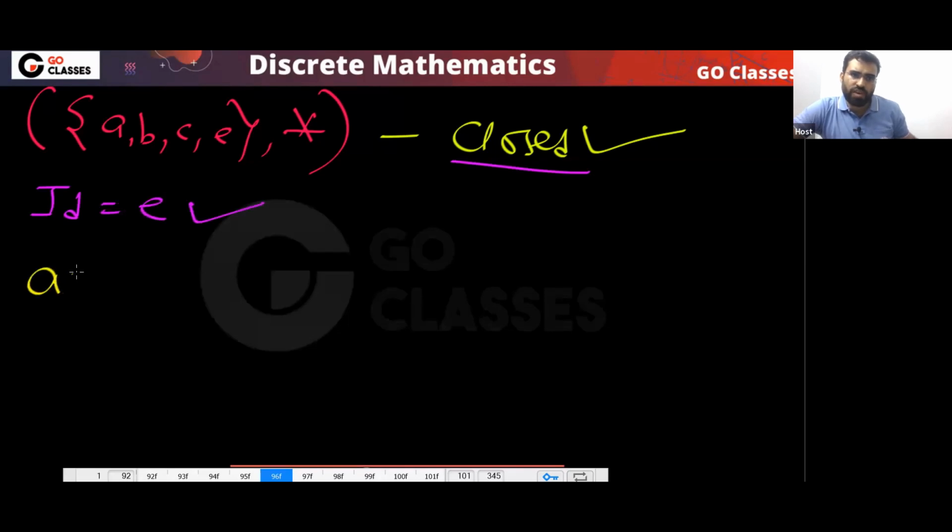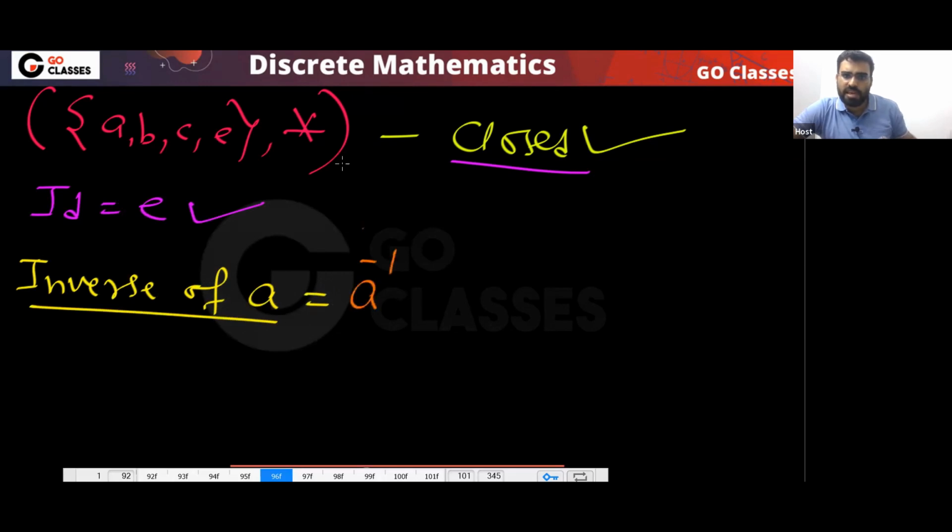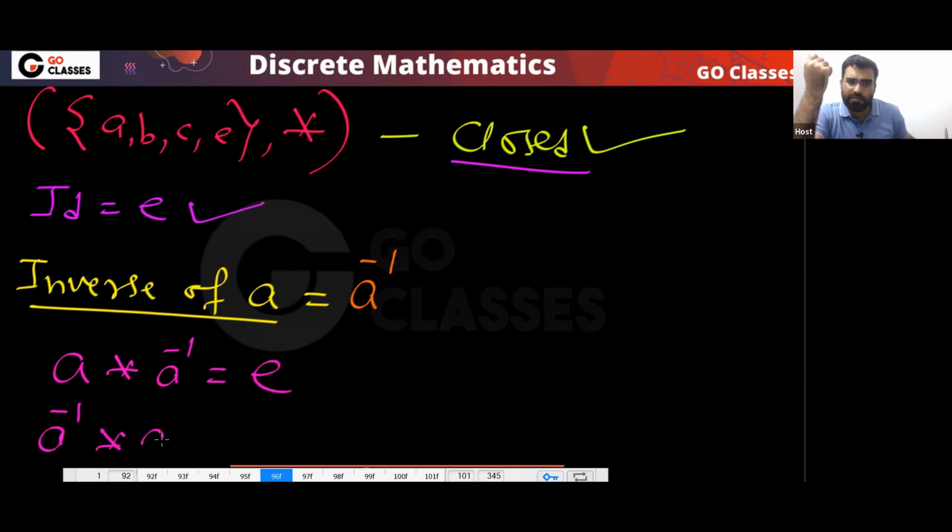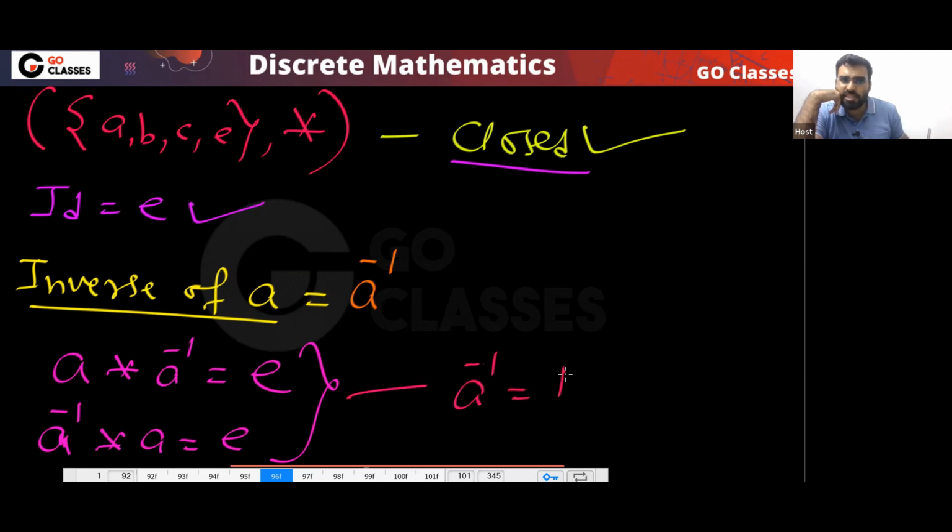Tell me what is the inverse of A. Let's assume that is A inverse. What is that? Just apply the definition. By definition, what should happen? This should happen by definition. So here you can notice that A inverse is B comma C. Correct?